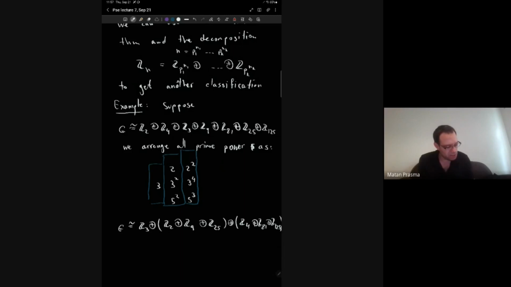Now, observe that this guy, for example, is a direct sum of groups of order which are pairwise coprime. So this guy is isomorphic to the integers modulo the product of all these guys. The product turns out to be 450.